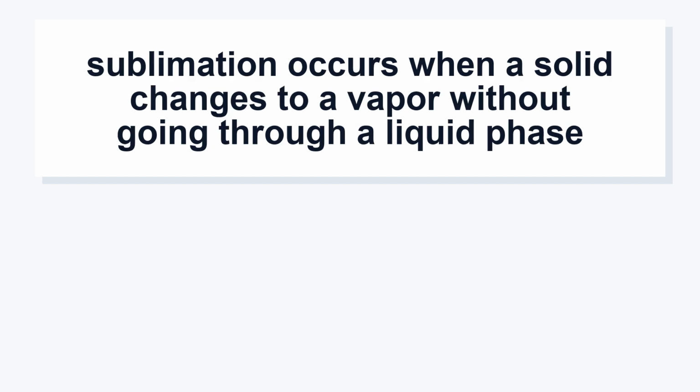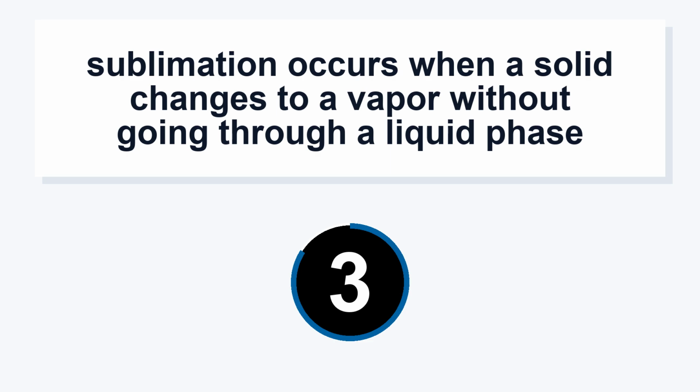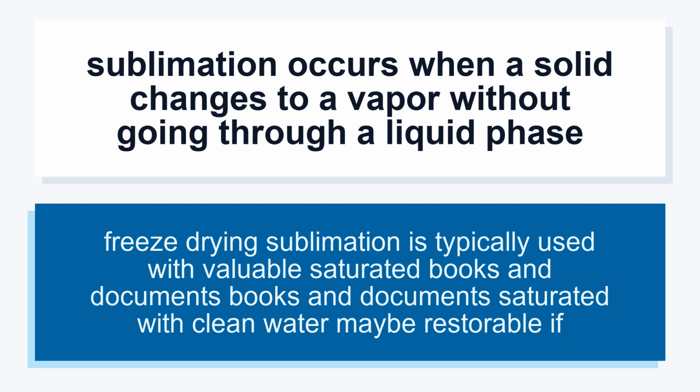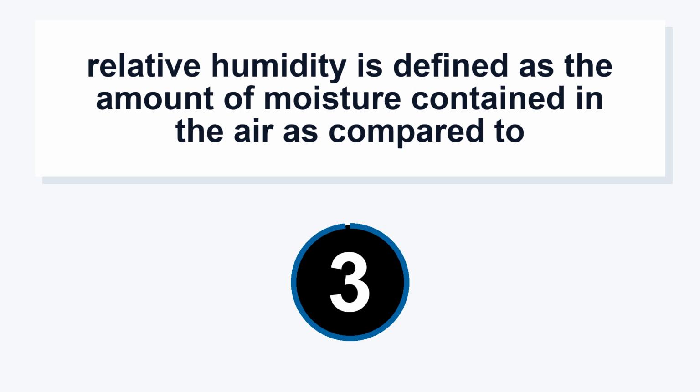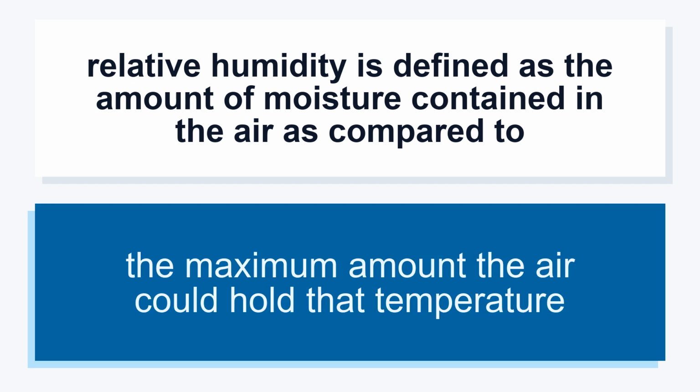Sublimation occurs when a solid changes to a vapor without going through a liquid phase. Freeze-drying sublimation is typically used with valuable saturated books and documents. Books and documents saturated with clean water may be restorable. Relative humidity is defined as the amount of moisture contained in the air as compared to the maximum amount the air could hold at that temperature.